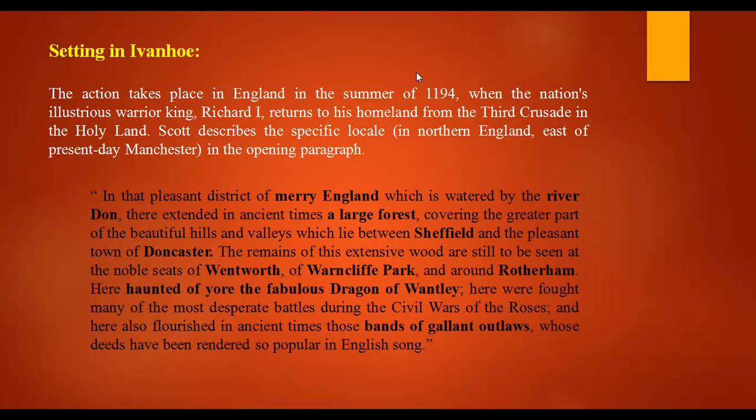So all these places, Sheffield, Doncaster, Wentworth, Wharncliffe Park, Rotherham, these are the places he described as the specific locale here in northern England, east of present-day Manchester, where this setting takes place, where the action takes place. That makes it a historical novel.